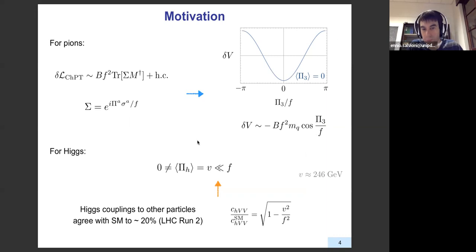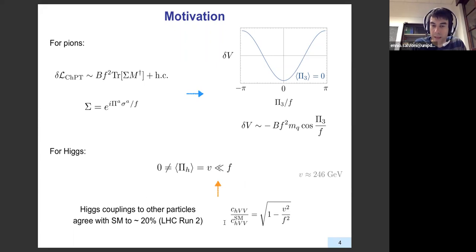While for the Higgs, there is spontaneous symmetry breaking, so we need to get a non-zero VEV. So here pi_h is non-zero at the minimum. And we also know by now that this value has to be much smaller than the overall scale that the Higgs as a Goldstone originates from, which I'll call f. This is because we have measured the couplings of the Higgs to a level of 20% or so by now, and the couplings of the Higgs are corrected in a form that is like this. So we need v over f to be much smaller than 1 in order to comply with this constraint.